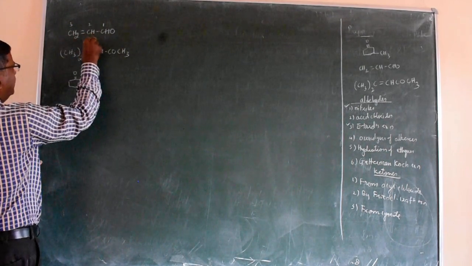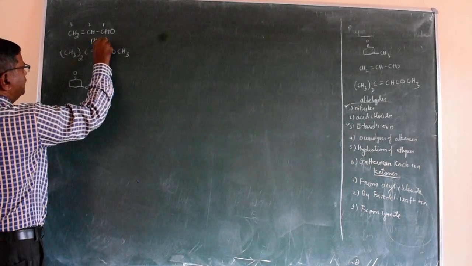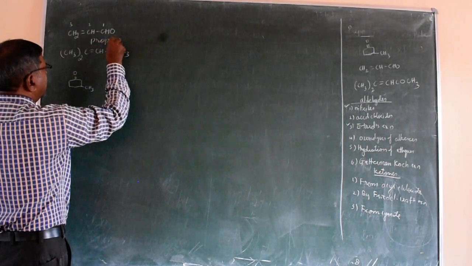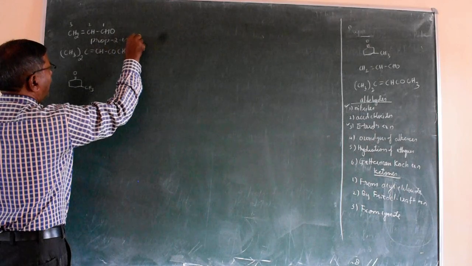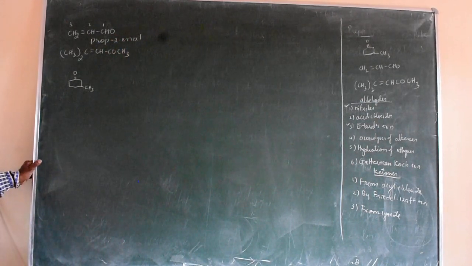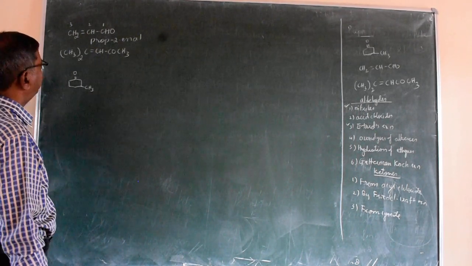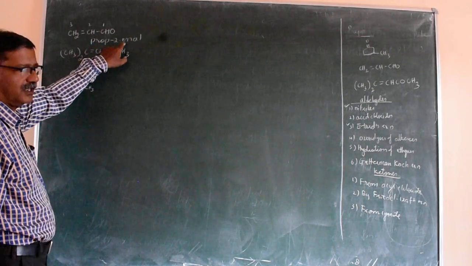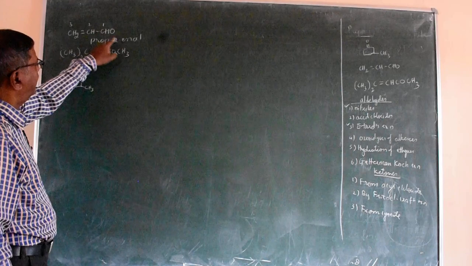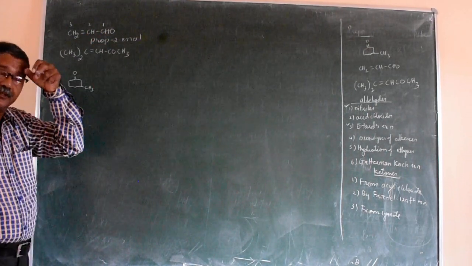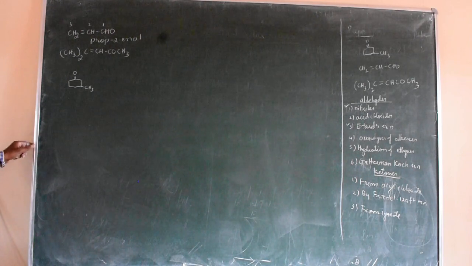So the IUPAC name of this compound is prop-2-en-al. Totally we have 3 carbons, so it's propane, but here it's propene because of the double bond, prop-2-en. En means the double bond is on the second carbon, then al. Al implies it is on the first carbon itself.